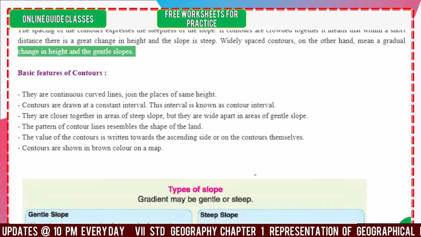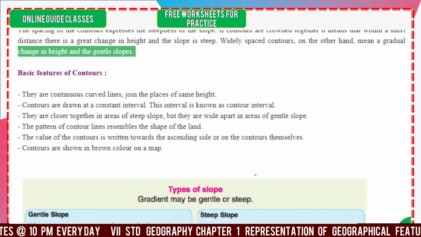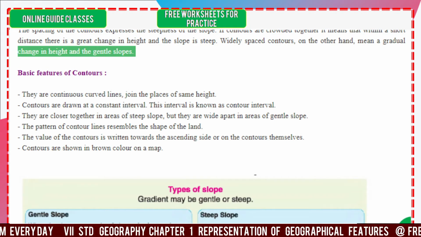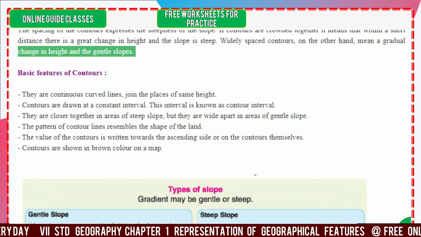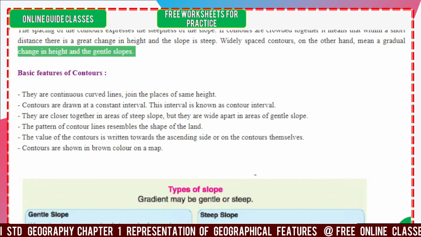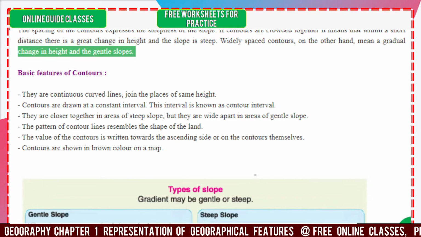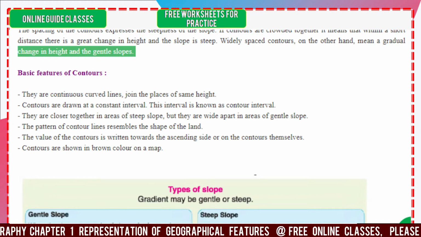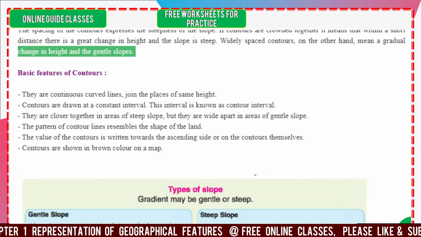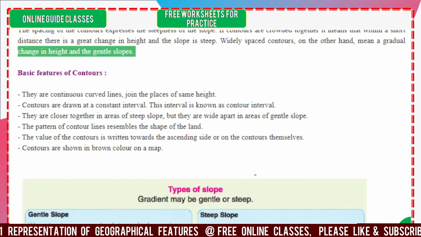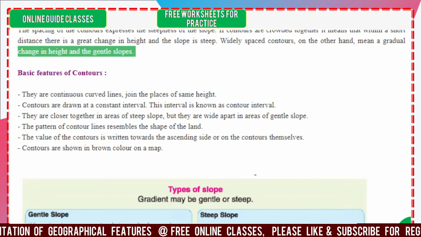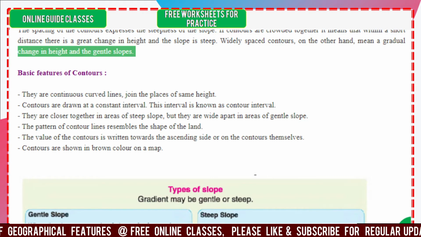It will be in increasing form, 100, 200, 300, 400, or on the contours themselves. We can write the numbers on the contour line or between the contour lines. Contours are shown in brown color on a map. So these are the basic features of contours. Hopefully you all have understood them. If you don't know the basic features of contour lines, we will not understand the topographical maps.